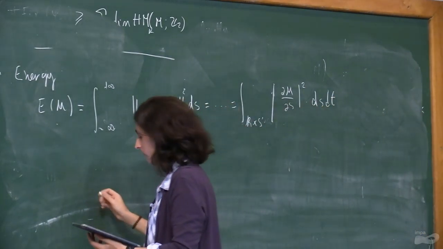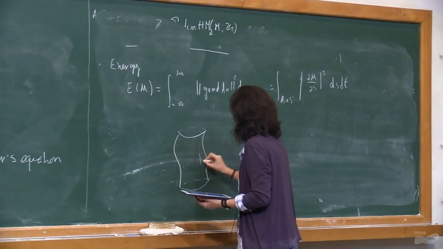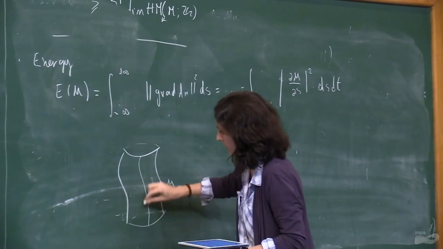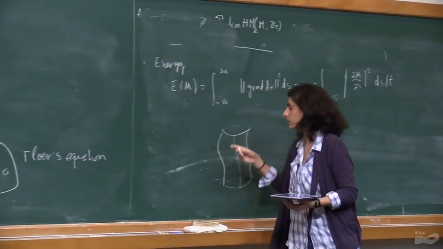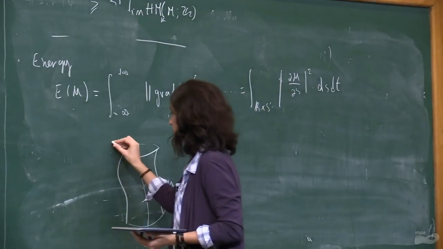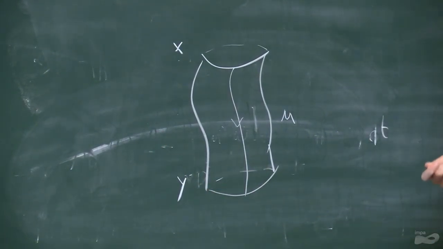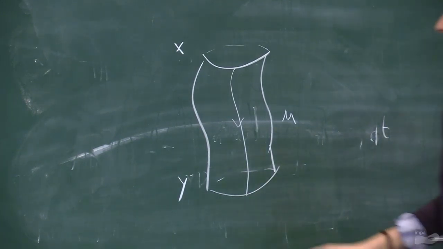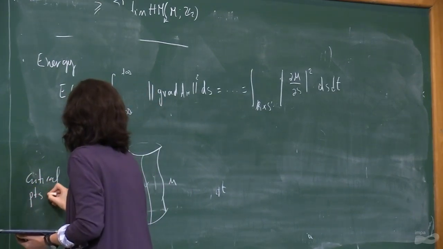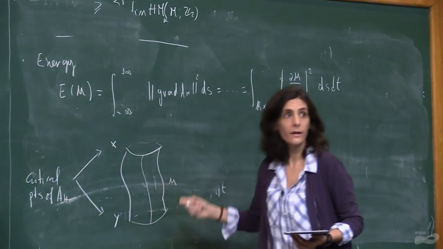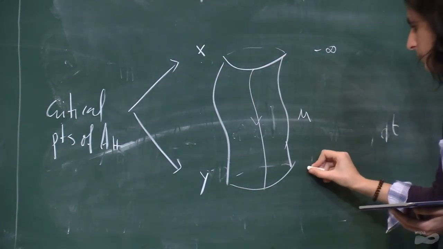And so suppose we have this u, so this is my u, the parameter s is coming this way. This u is a solution of this equation, and suppose it actually connects two critical points of the action functional. So here I have my x and my y, which are loops, which are critical points of the action functional, that is one periodic orbit of the Hamiltonian system. And this u is connecting them, meaning when s goes to minus infinity, we reach x, and when s goes to plus infinity, we reach y.